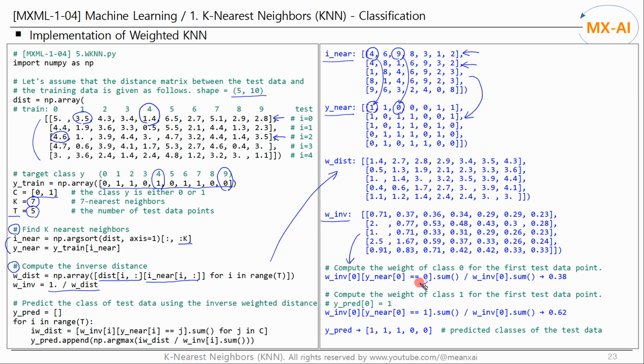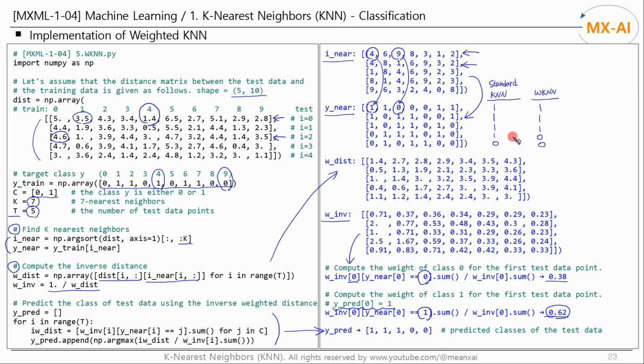Compute the weight of class 0 for the first test data point. The result is 0.38. As mentioned earlier, this can be thought of as the probability that the first test data point belongs to class 0. And compute the weight of class 1. The result is 0.62. Since this value is larger, the first test data point is classified as class 1. The code on the left performs this process for every test data point. The predicted classes for the test data are as follows.